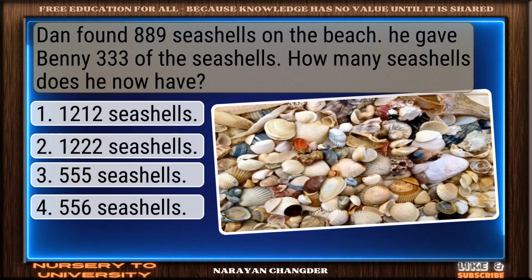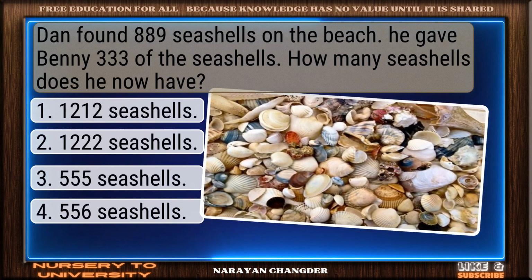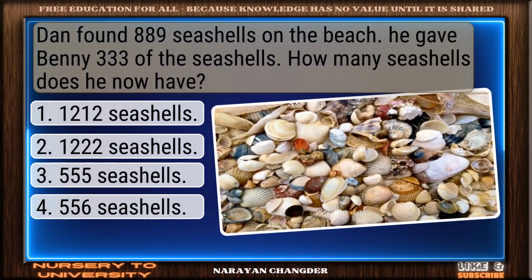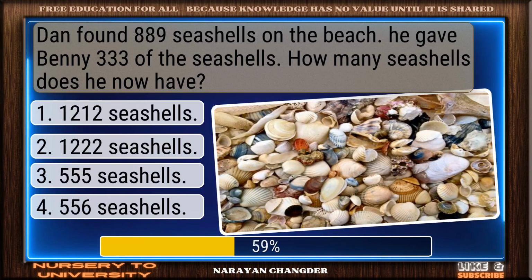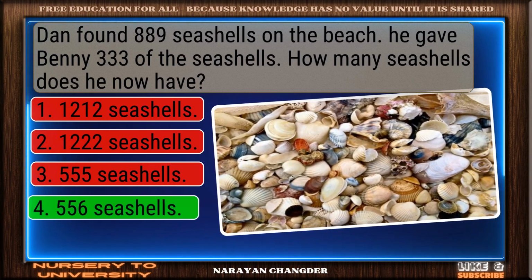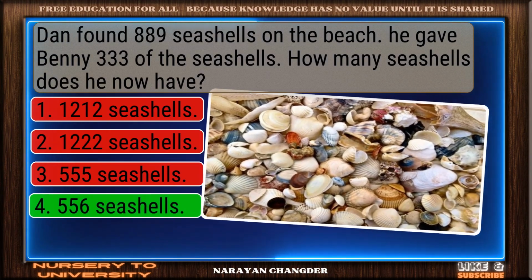Dan found 889 seashells on the beach. He gave Benny 333 of the seashells. How many seashells does he now have? You chose 556 seashells, and it is correct.